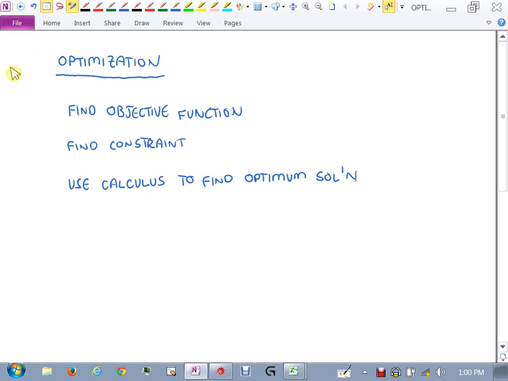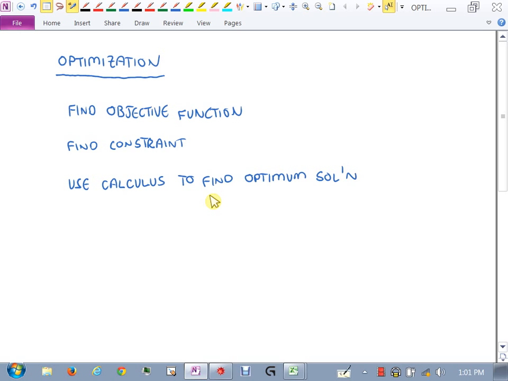Usually when we find an objective function, it'll be more like an equation. It'll have several variables in it, usually 2 in a Calculus 1 class. And then we find a constraint, which allows us to reduce the objective function to a function of 1 variable. Then we use calculus and what we learned about graphs of functions to figure out the highest and lowest values of that function. That's the idea behind optimization. Every problem is different. No two optimization problems are the same.